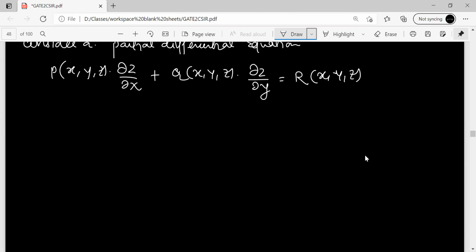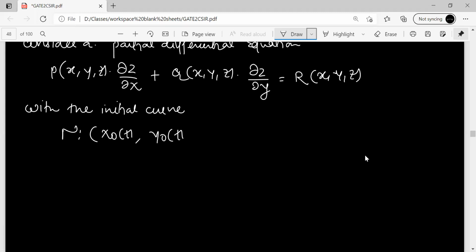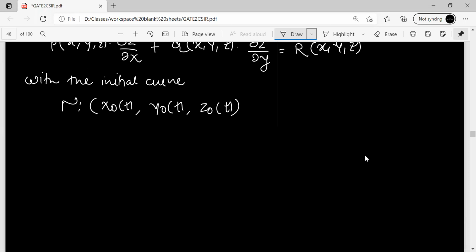Now you will be given an initial curve. So let me write down the initial curve, say gamma, and it goes from x naught of t, y naught of t, and z naught of t. It can be a function of t or a function of s as well. All right.